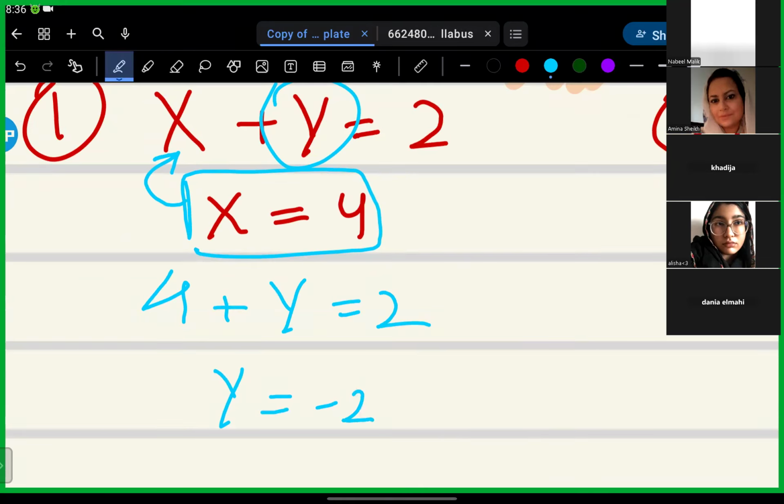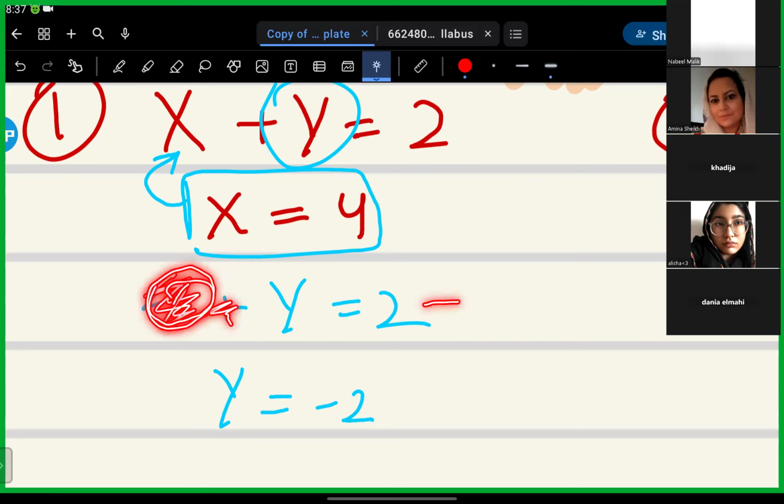Now, whatever I did over here, it might be like a piece of cake for some people, and some students might be thinking, what have I done over here? So what I've done is that I just took this 4 to the other side. Whenever we change a value from one side of an equal sign to the other side, the sign changes and it will become minus 4. Now 2 minus 4 is minus 2. So this is pretty basic maths.